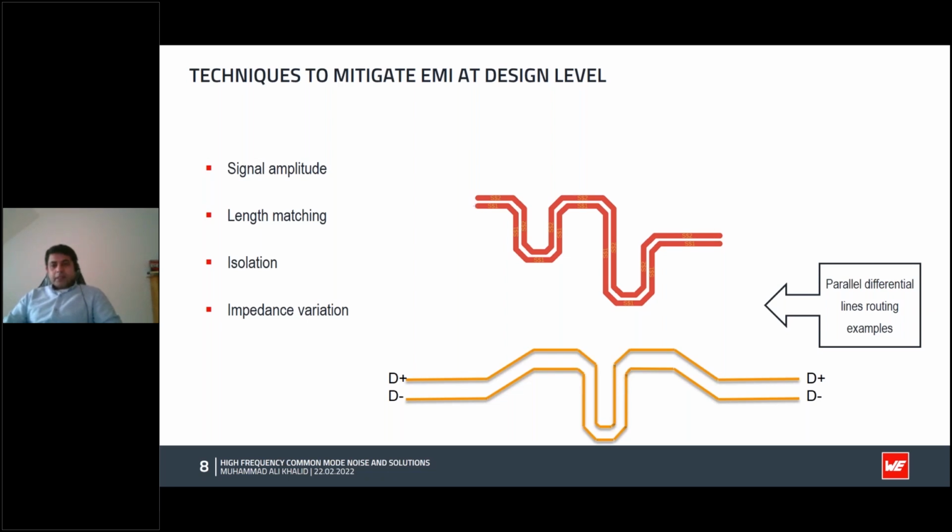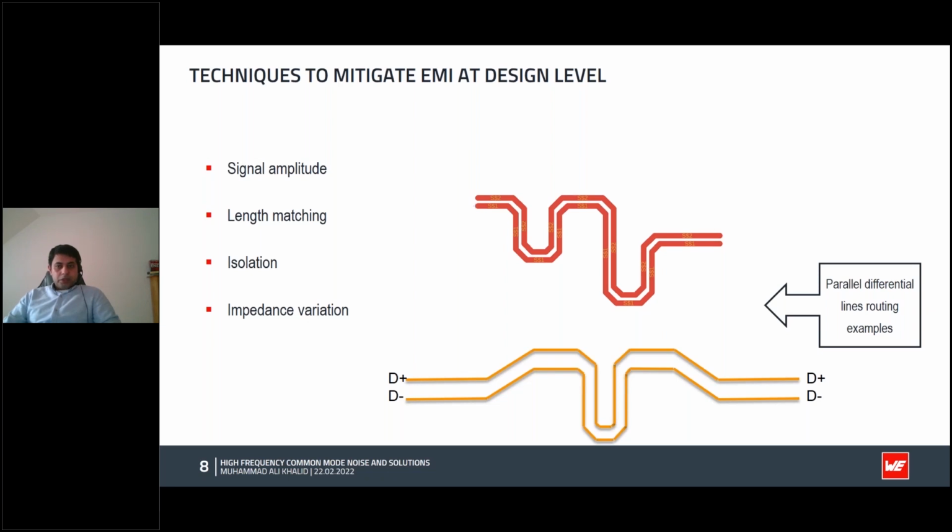Now, we will discuss some of the basic techniques to keep the EMI level to a minimum when designing parallel differential lines. This slide is associated with the design part of EMI. For example, we can keep the signal amplitude to a minimum, which means less EMI as less time is required for changing the signal state. The lengths of the two traces in a differential pair should also be kept equal. This becomes especially important with higher rise and fall times of the signal.